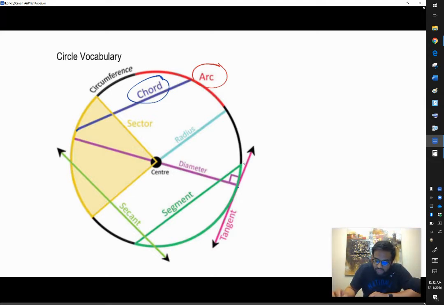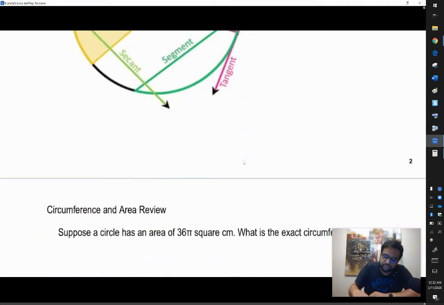Segments aren't as important for our study now, but keep in mind a segment is sort of the part of a circle sectioned off by a chord. You can kind of see it as being a strange slice, not the way you'd have pizza, but maybe the way you'd have a cracker or something. So chord and arc I want you to focus on here in terms of unfamiliar terms.